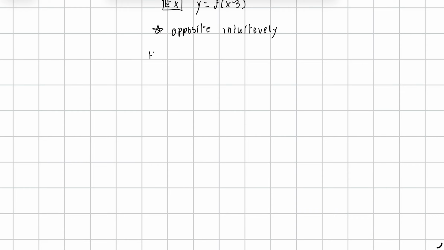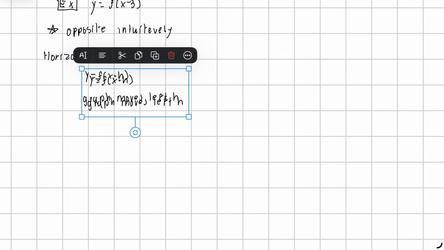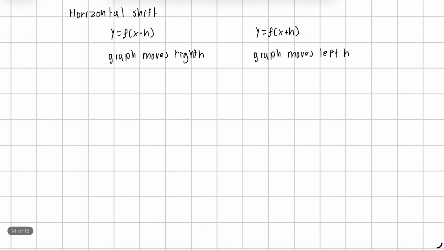So, for example, if you have a horizontal shift, y is equal to f(x minus h), your graph moves right by h units. Now, on the other hand, if you have y is equal to f(x plus h), the graph is going to move left. So it's going to feel backwards because the inputs are changed. Now, why is it backwards?